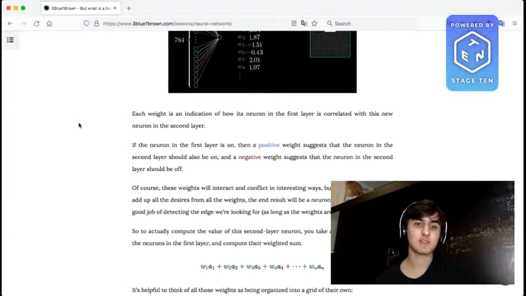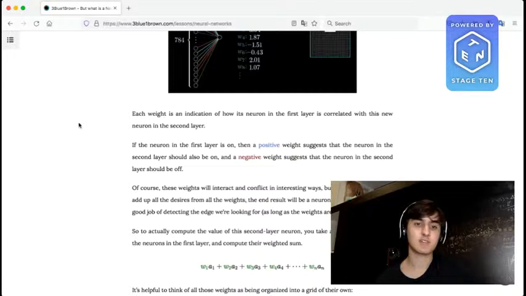Okay, so for example, in this image, let's take the first neuron, that has a blue weight. So that means it has a positive weight. And what that means is if that neuron is on, it has a high value, that means that the neuron that's connected with it should also be on and have that high value. That's what I think he's getting at here.